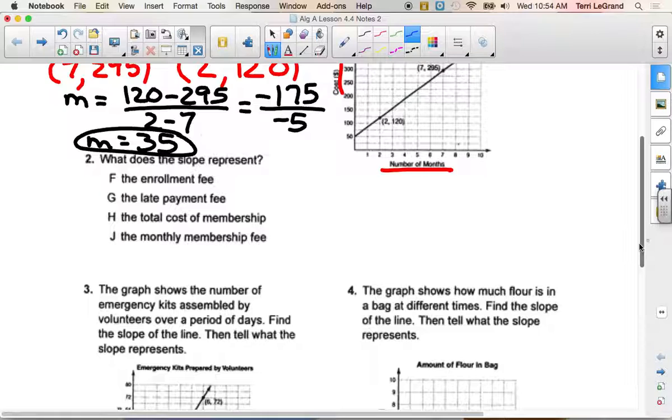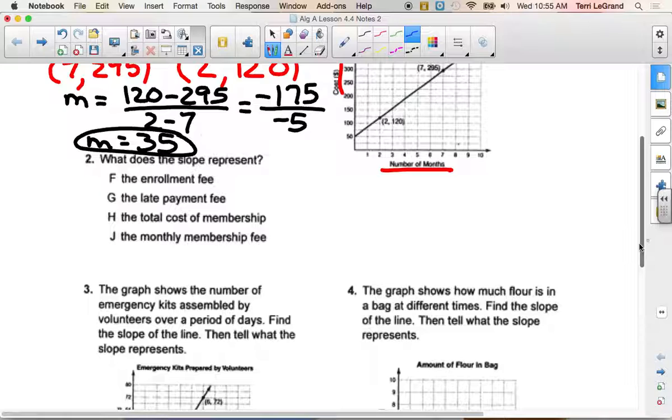Okay. Well, those of you that want H, can you convince us why it should be H? Anybody willing to try and convince us why the slope represents the total cost of membership? I think it might be H now. You might be going back from J to H. Thinking, maybe. What would be the reason? Well, those of you who have J, do you want to justify J? Okay, Brighton.